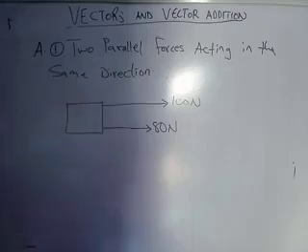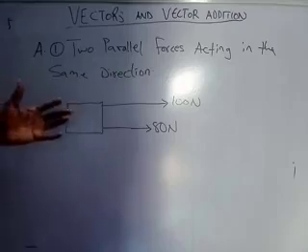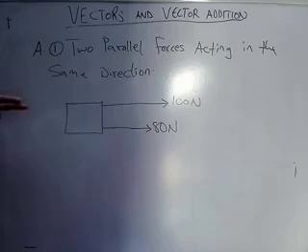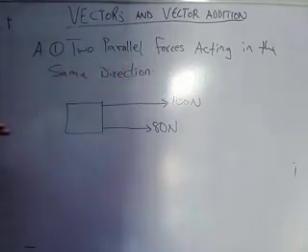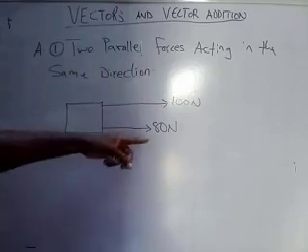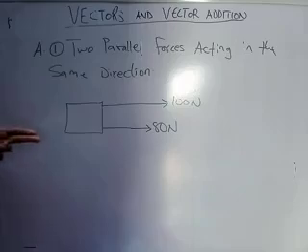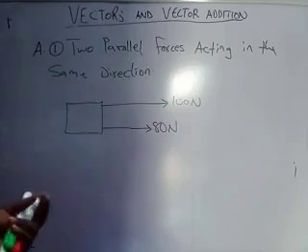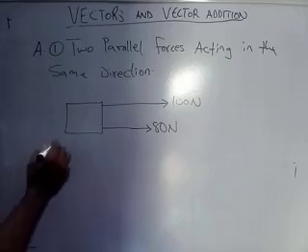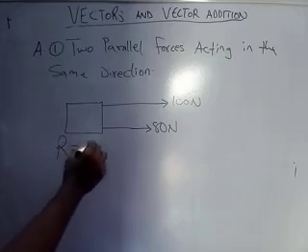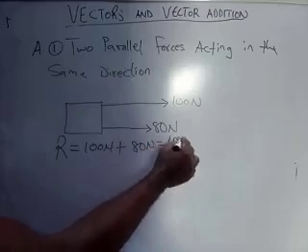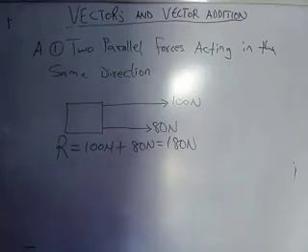Now look at it. This is a box. Two men are pushing it toward this direction. The first man is pushing with a force of 100 Newton. The second man is pushing in the same direction, you can see the arrow, with a force of 80 Newton. So what is the total force acting on this box? The resultant force on this box equals 100 Newton plus 80 Newton, giving us 180 Newton.